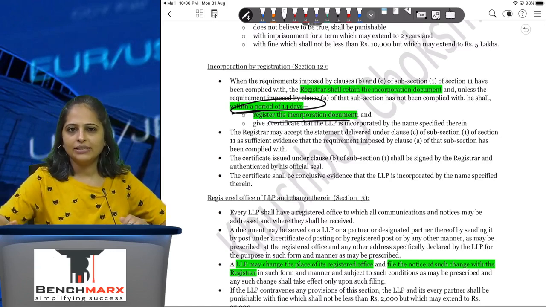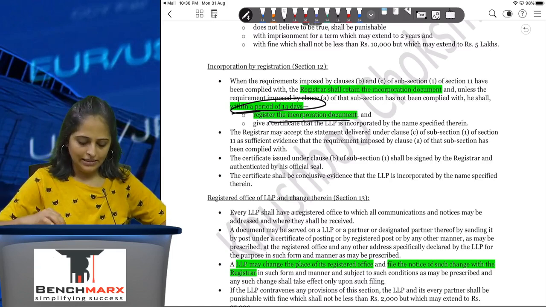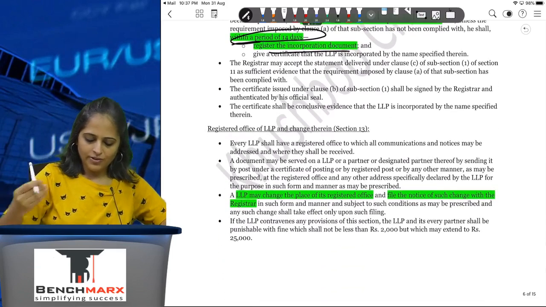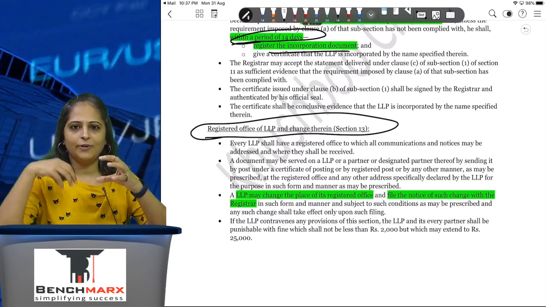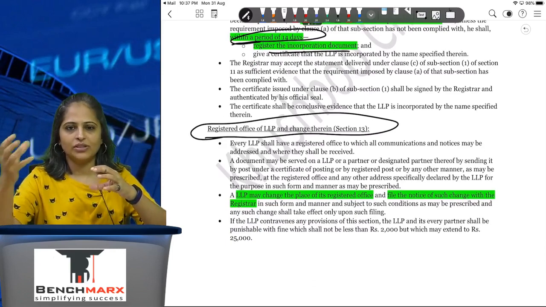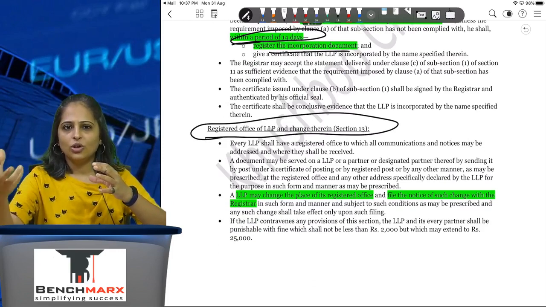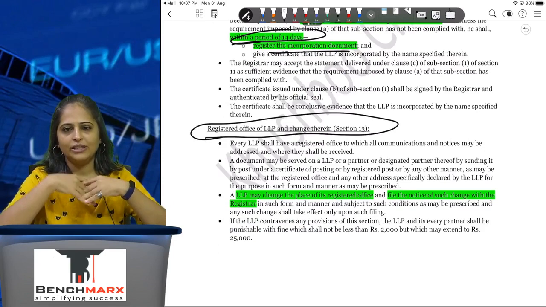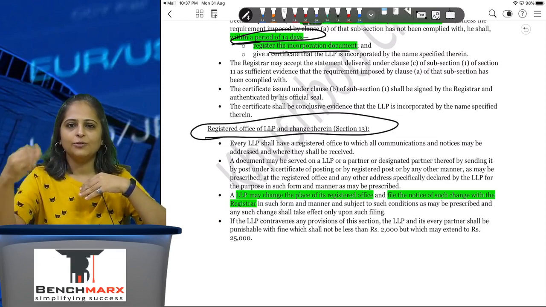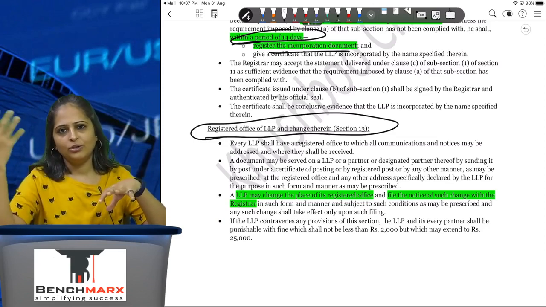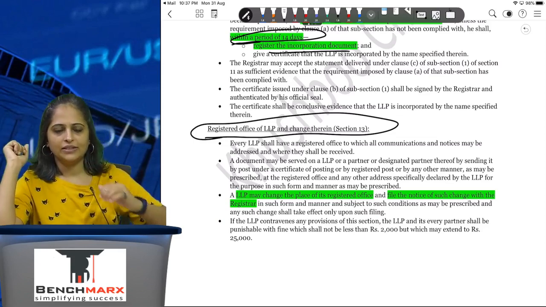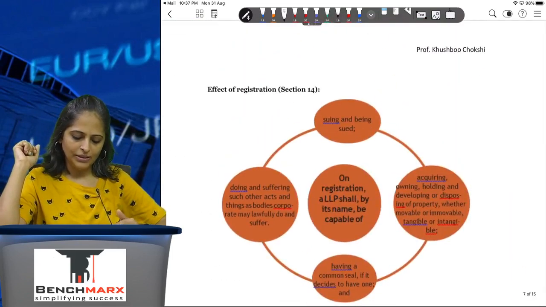So within 14 days the registrar will give its approval and register the LLP. Now, what are the registered office of the LLP and any changes therein? As I have mentioned earlier, if you are filing any documents with the registrar, and if there are any changes to the documents that you're filing with the registrar of LLPs, that has to be intimated. Similarly, if you have an LLP office and you're changing it from, say, Andheri in Mumbai to Bandra in Mumbai, then you'll have to file the necessary documents with the registrar of LLPs.